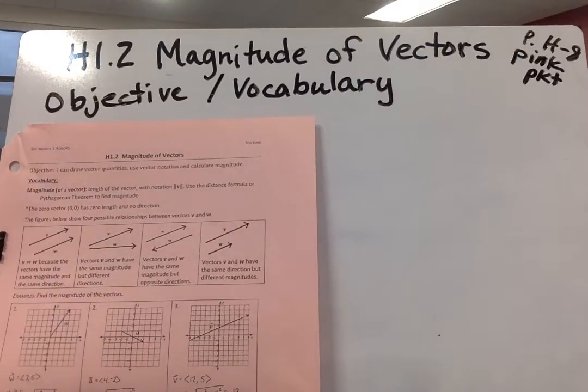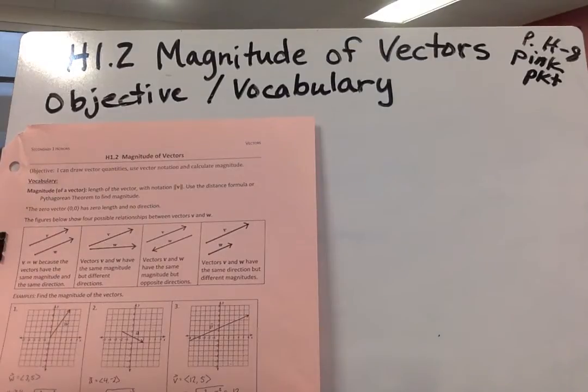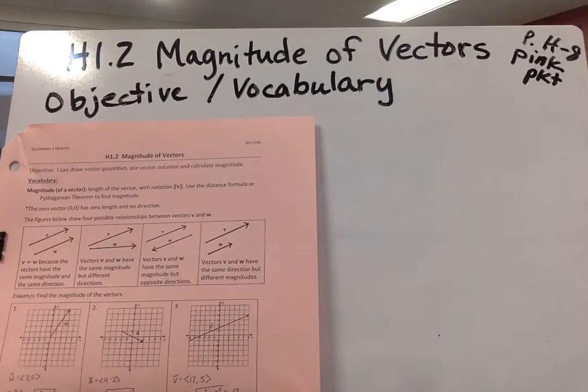And remember what magnitude is? Magnitude of a vector is the length of the vector. With notation, it looks like double absolute values. Use the distance formula or Pythagorean theorem to find magnitude. Most students have found the Pythagorean theorem to be easier, so we'll go with that. The zero vector has zero length and no direction.